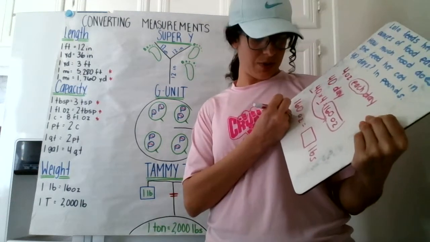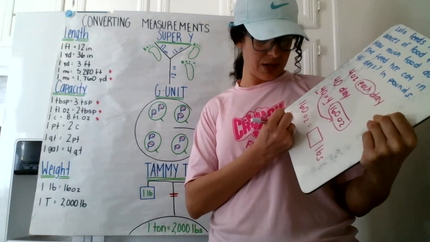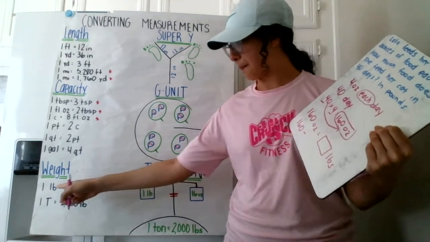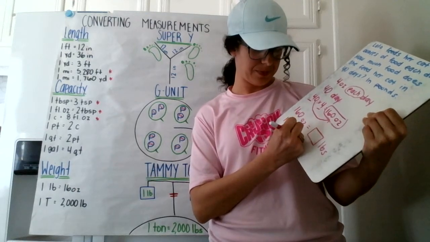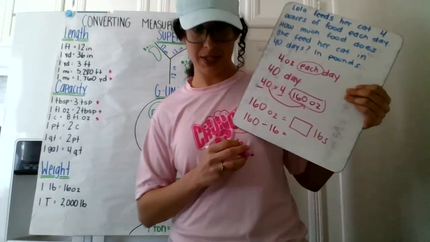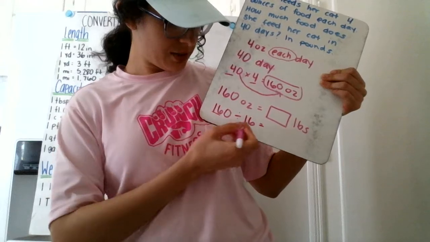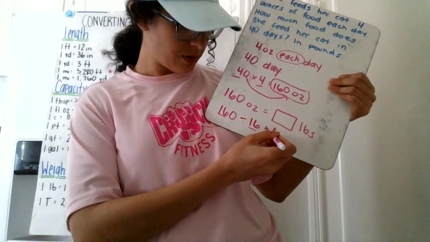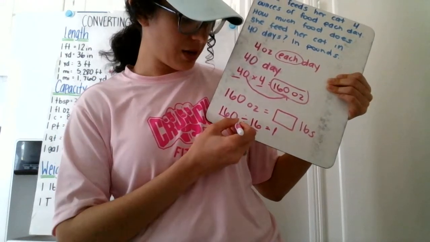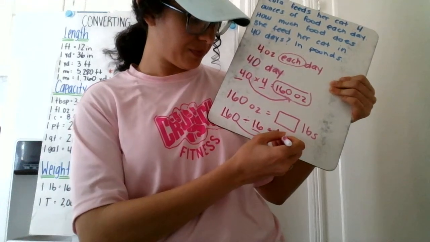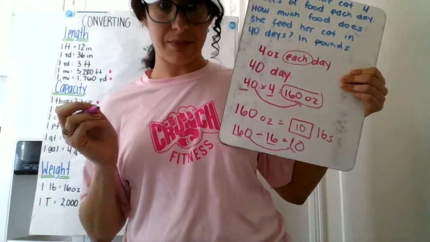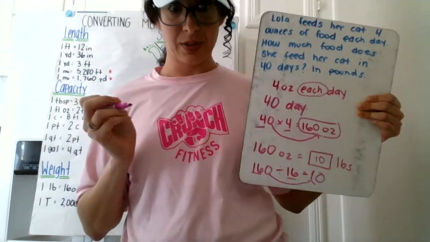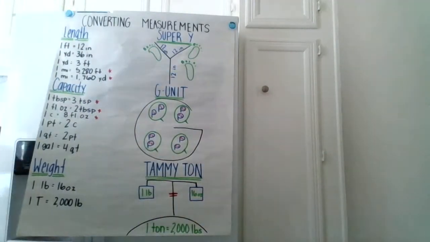So I'm going to take 160, and I'm going to divide it by 16. Basic fact, what's 16 divided by 16? 1. And then you're going to add the 0 over here. So my answer is 10 pounds. Okay. Next one.